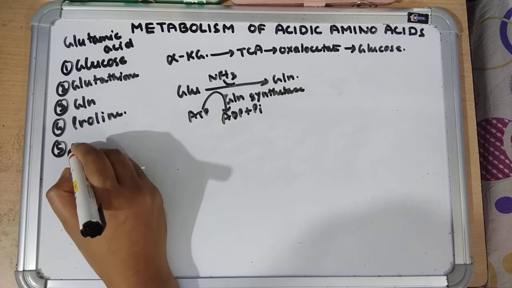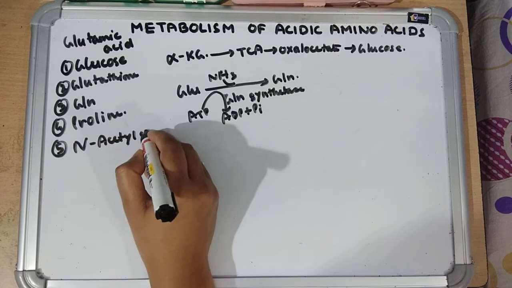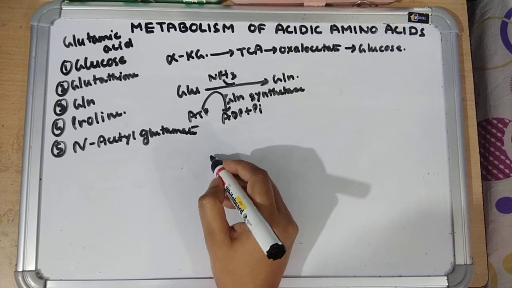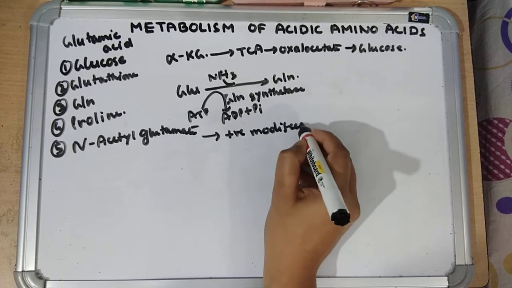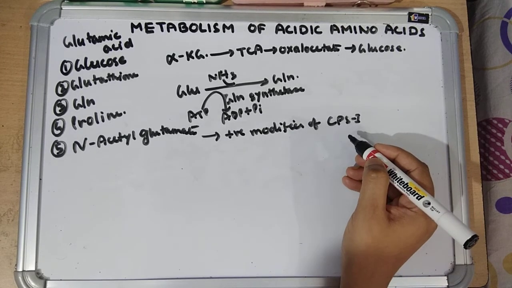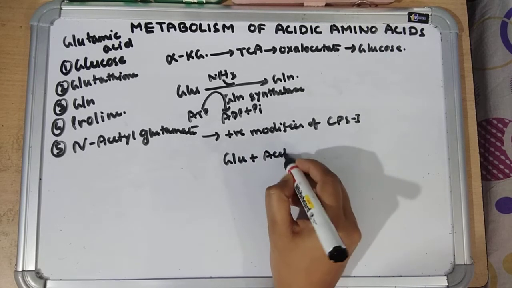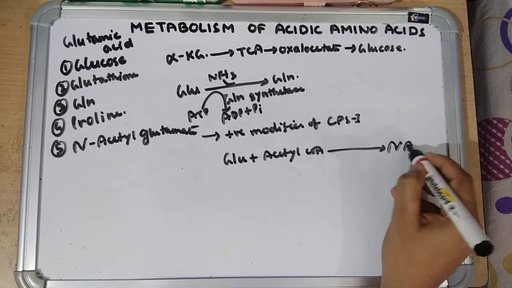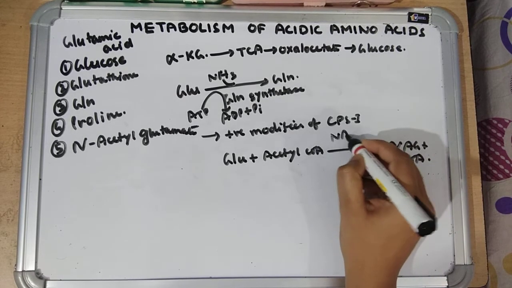Number 5, synthesis of N-acetyl glutamate. N-acetyl glutamate is a positive modifier of carbamyl phosphate synthetase 1 enzyme of the urea cycle. First glutamic acid reacts with acetyl coenzyme A to form N-acetyl glutamate and coenzyme A. This reaction is catalyzed by the enzyme N-acetyl glutamate synthase.